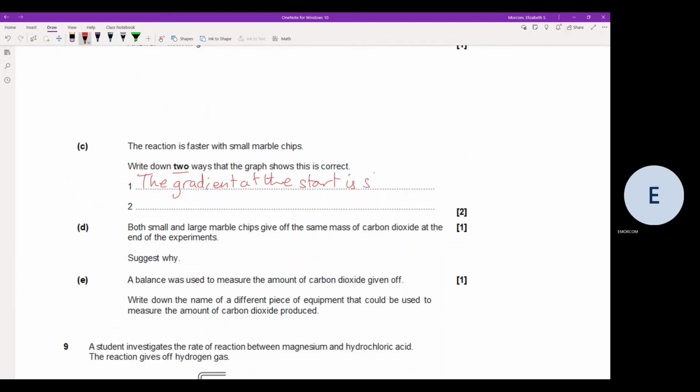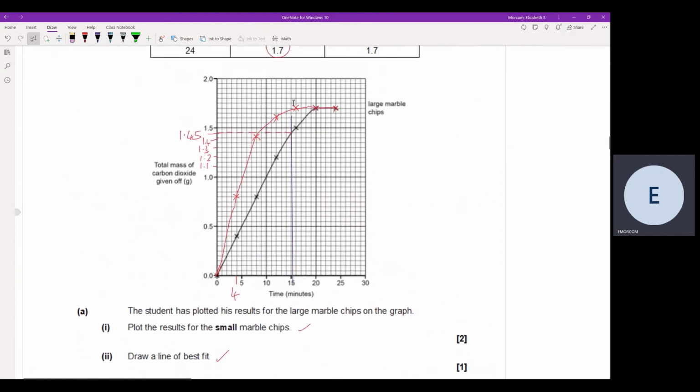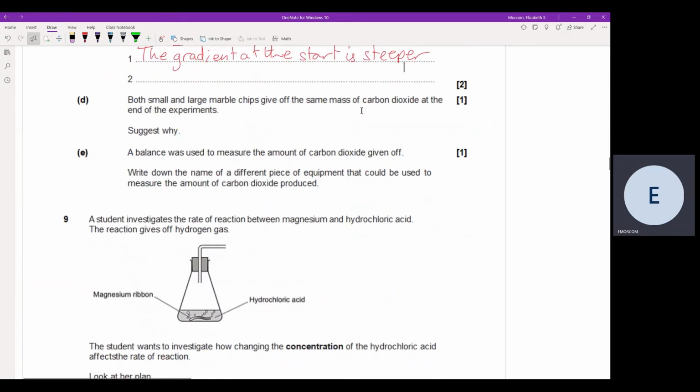And then secondly, the small chips reaction finishes faster. And if we want to do even better, we can actually say when it finishes. So it's finished at 16 minutes instead of 20.